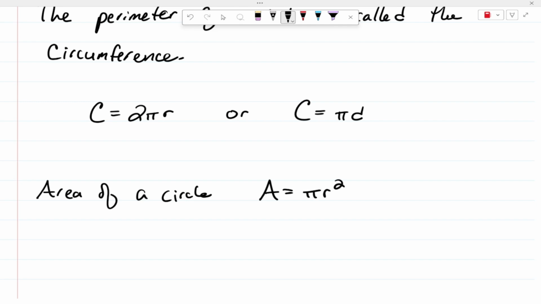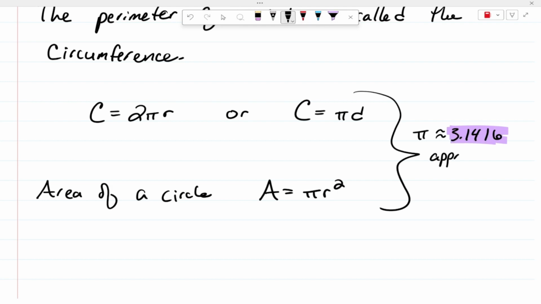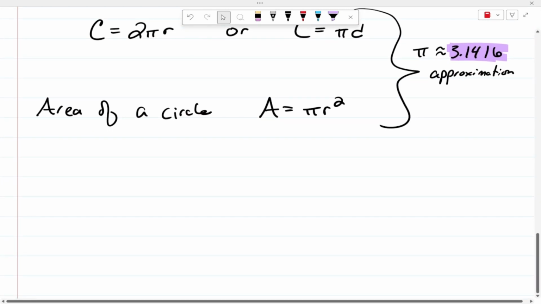pi times r squared. Now, whenever we use this formula, regardless of which one, all three, it's always good to use pi, which is approximately 3.1416. Now, just remember, anytime you use this decimal, you're giving an approximation. You're not giving an exact answer. All right, so real fast, keep it nice and simple, okay?